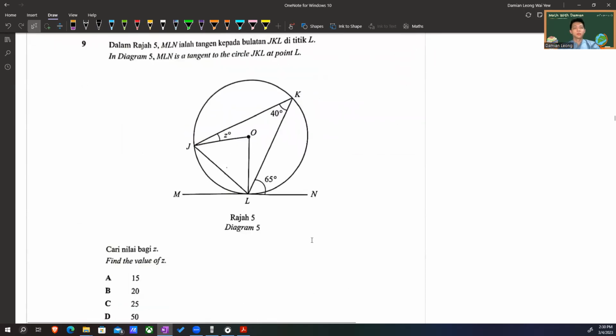Question 9. MLN is a tangent to the circle JKL at point L. Okay, this circle, tangent line. So I have a radius and tangent. Radius and tangent will always form 90 degrees. Here's 90, this side also 90. I want to find Z.